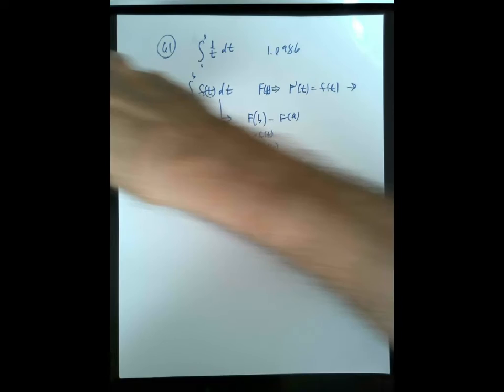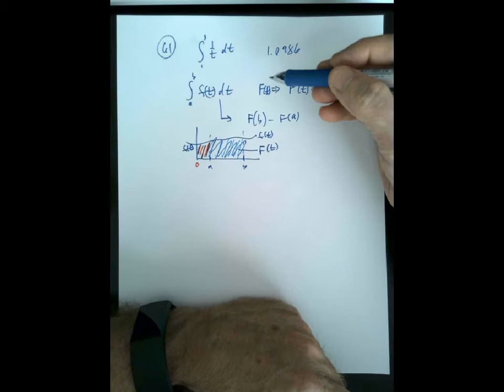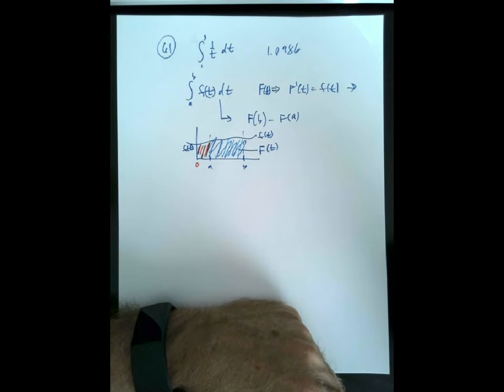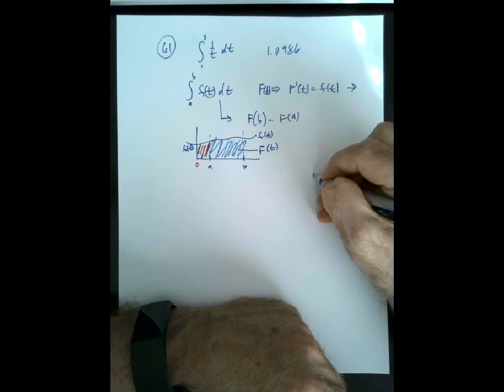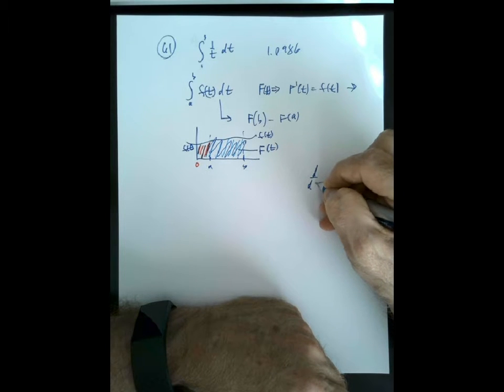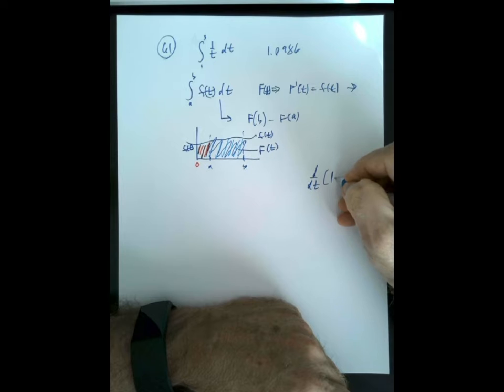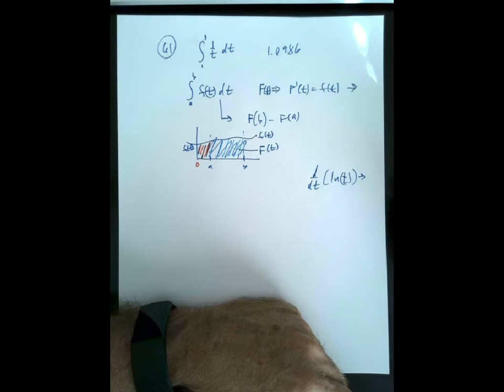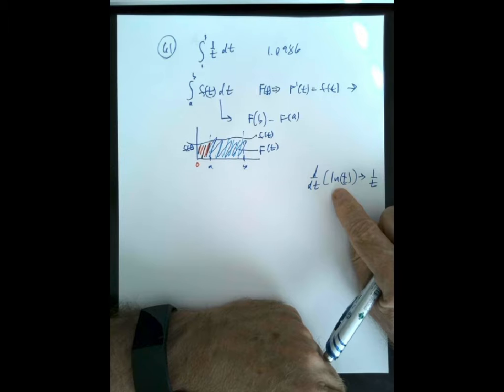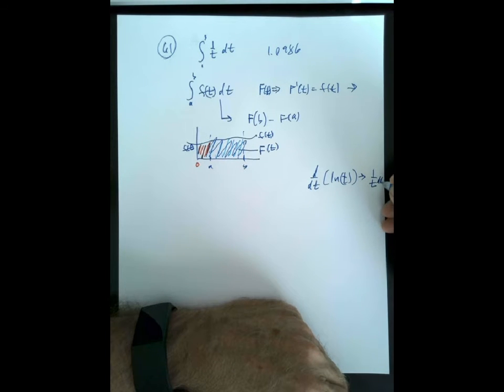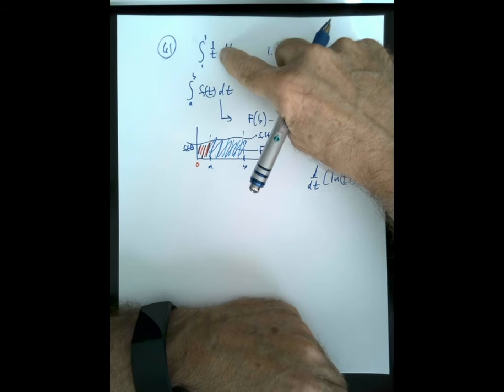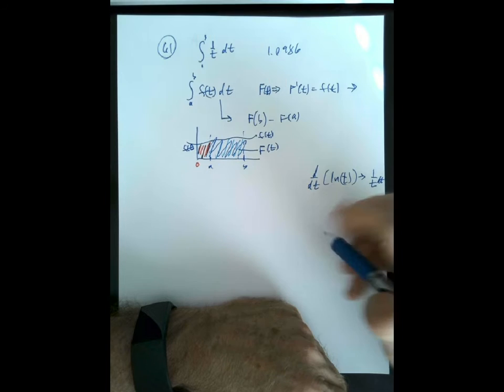So, here's what we do. We simply take the antiderivative of this. Now, how do we do that? Well, we reflect on the fact that we had this rule, that the derivative d/dt of ln t way back when was 1 over t. So what we're doing is we're working this backwards. So this antiderivative here is just equal to ln t.